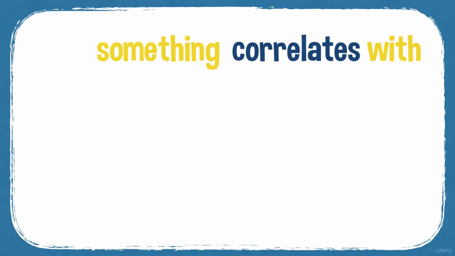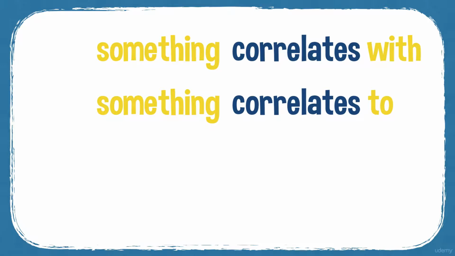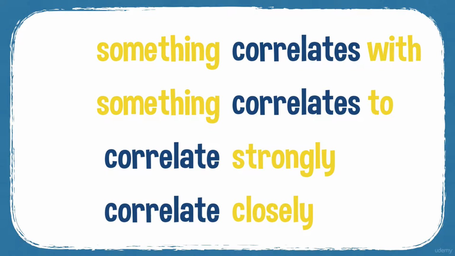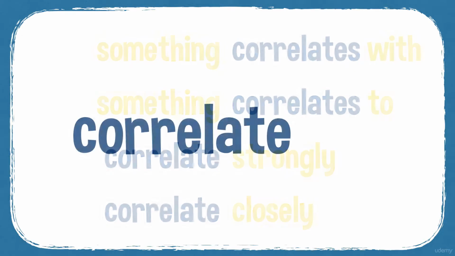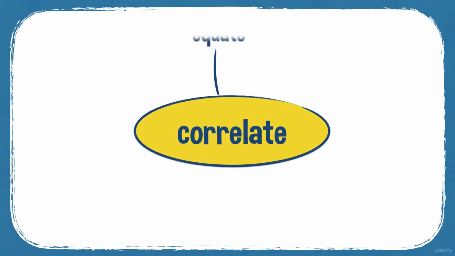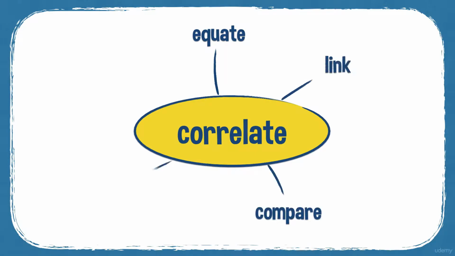Some common collocations: something correlates with something else. Something correlates to something else. Things can correlate strongly or closely. There's a very strong connection between them. So it's a verb, so correlates, correlating, correlated. Correlation is a noun, so there is a correlation between obesity and diabetes. And some synonyms for correlate: equate, compare, link, interact, tie in.